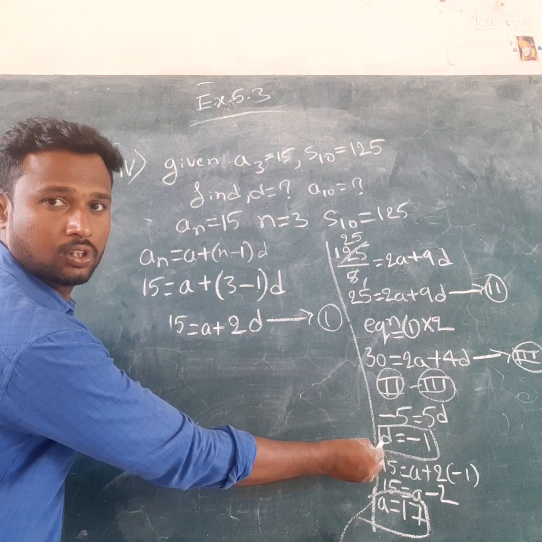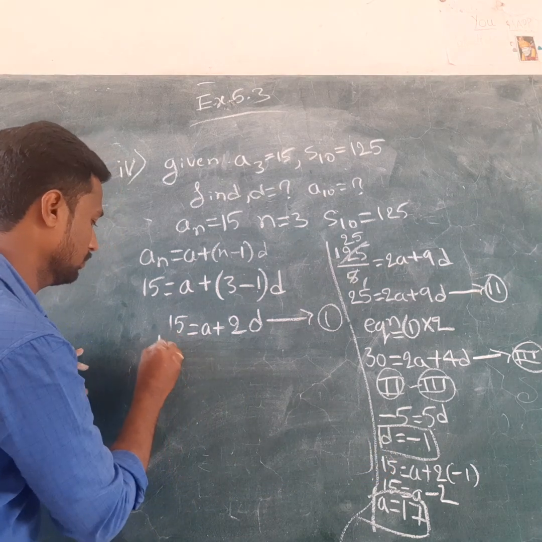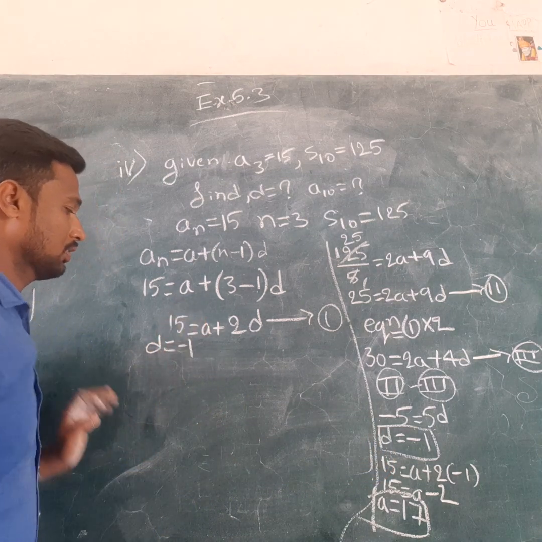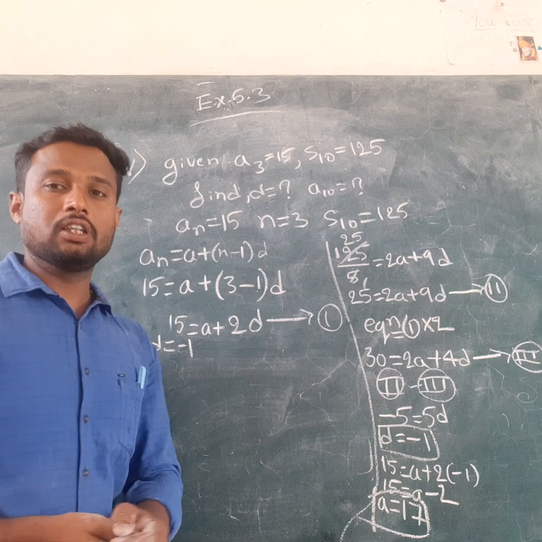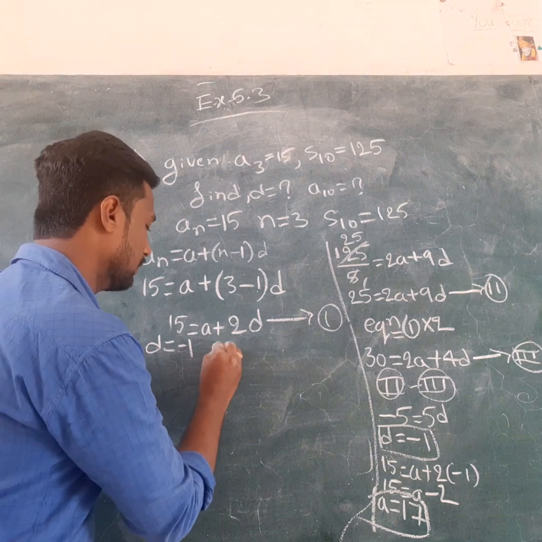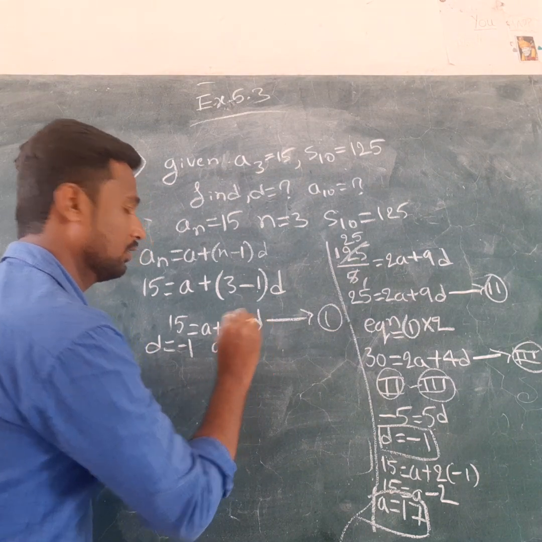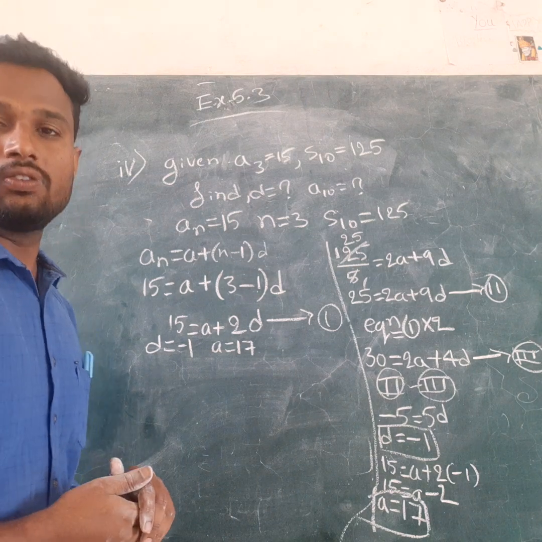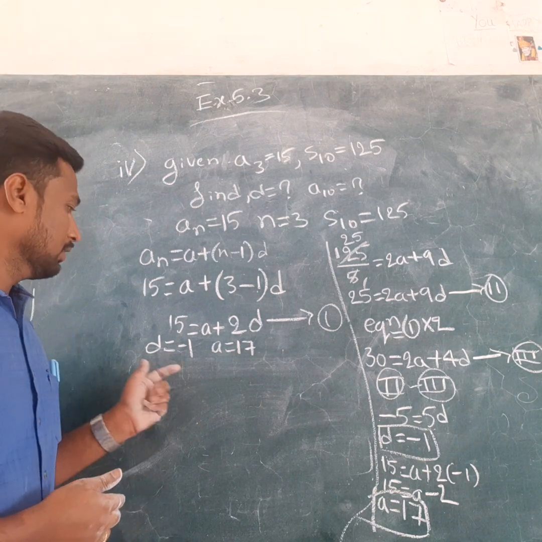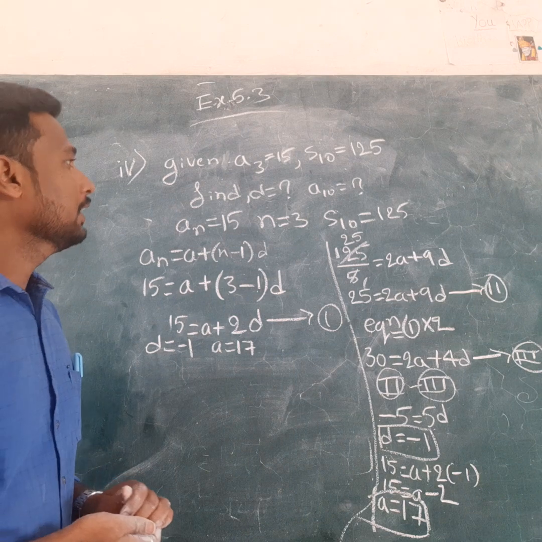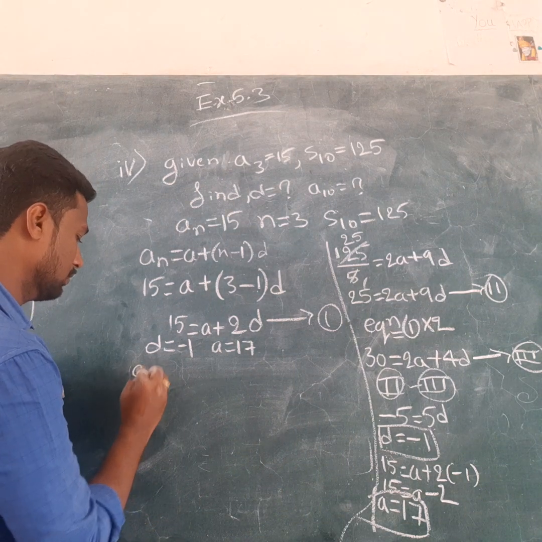What is the D value we got here? Minus 1. And what is the A value we got? 17. Okay. So now we have to calculate which value? A10 value.